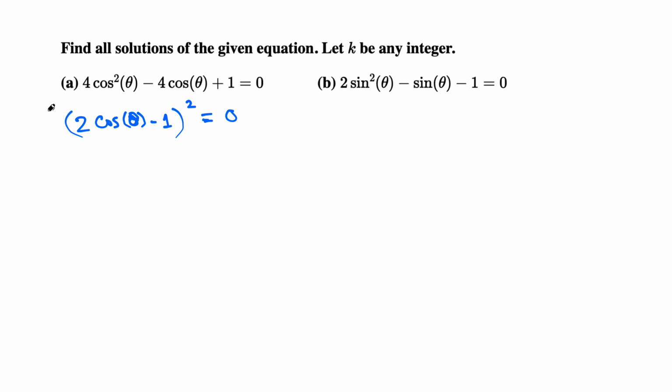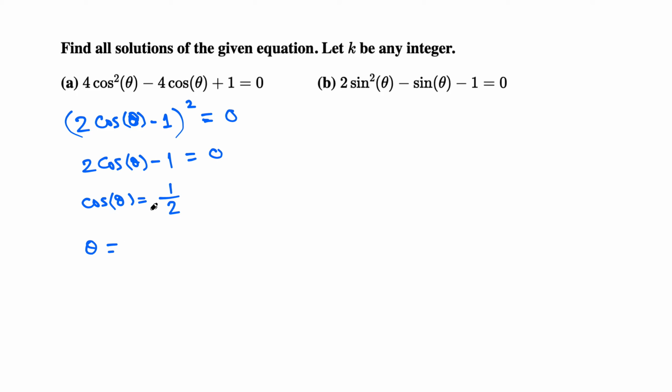So square means take square root both sides. This square has no contribution, so it's simply 2 cosine theta minus 1 equals, take a square root of both sides, is 0. Now isolate cosine theta. So add 1 both sides, divide by 2. So 1 divided by 2. Now we can find the value of theta.